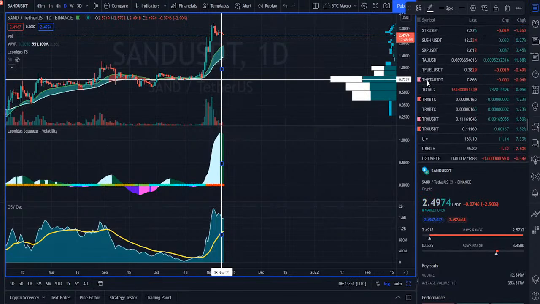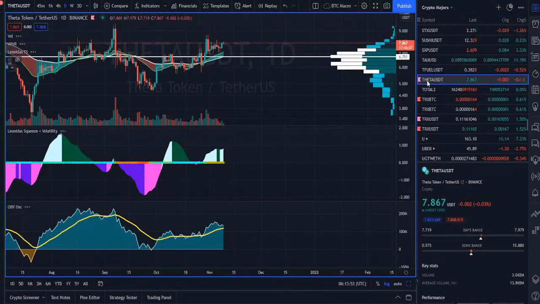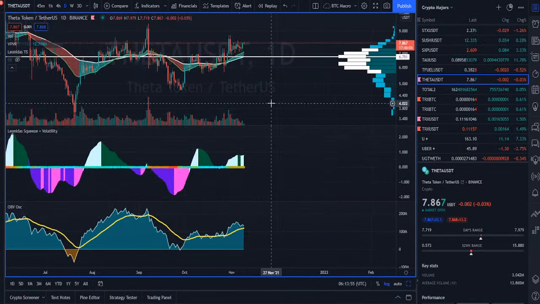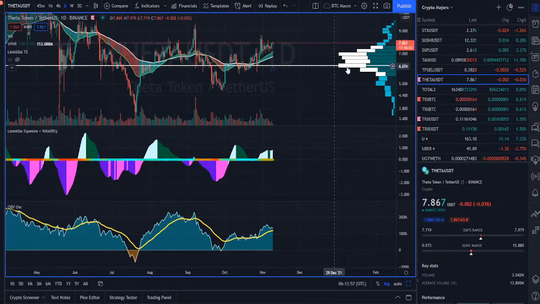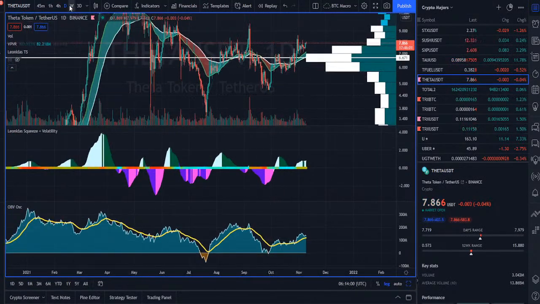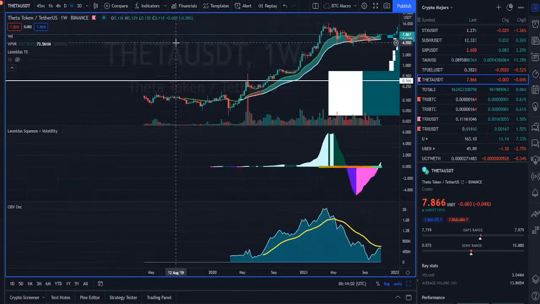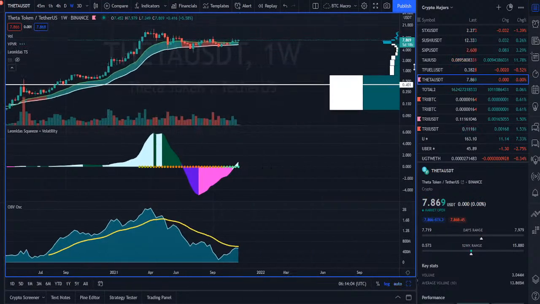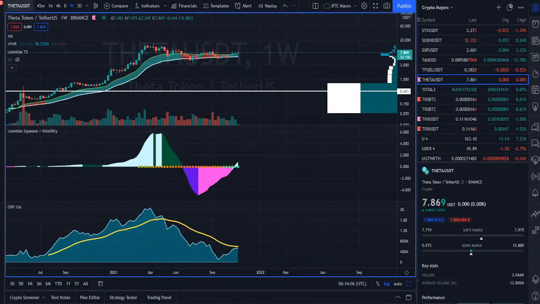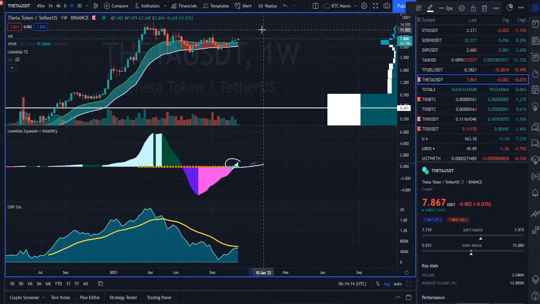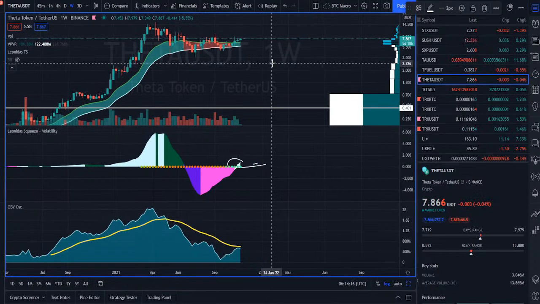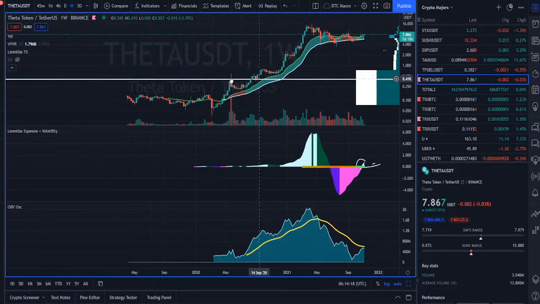Okay, so Theta, one of my favorite coins in long term. Sideways consolidation, simple. Weekly chart, impressive, very good. Buy signal in weekly chart, volatility expanding. We will see Theta at $11 maybe next month, at some point next month, around there.